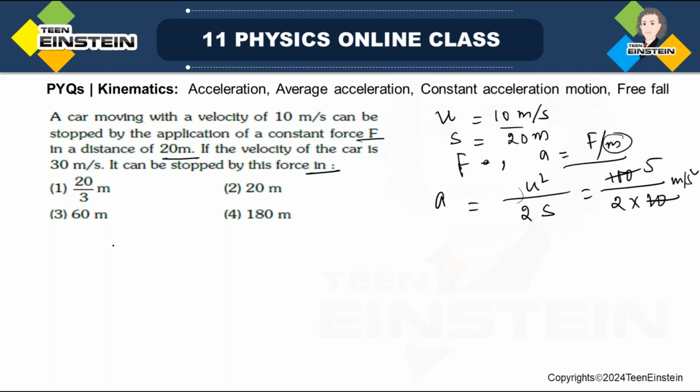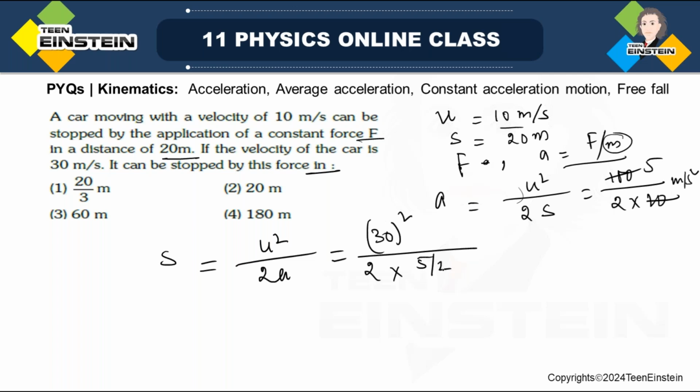So in this case, the initial speed is given and the final speed has to be 0. Here I have to find out s. I know the acceleration, so s is u square by 2a. What is u? u is here 30 meter per second. So that square, divided by 2 into a, where a is 5 by 2. So this two can cancel each other. So this will be 900 by 5, that means 180 meters. Okay. So option 4 will be the correct answer for this question.